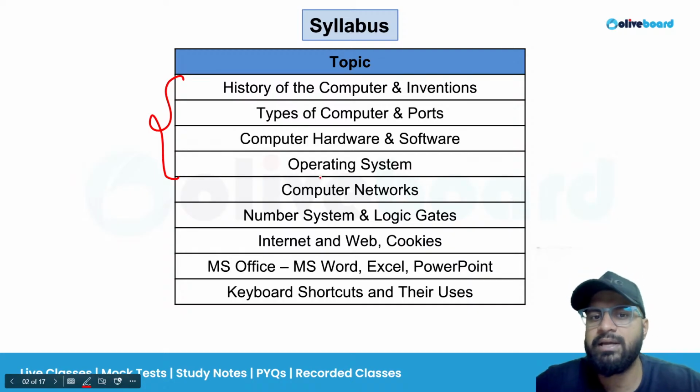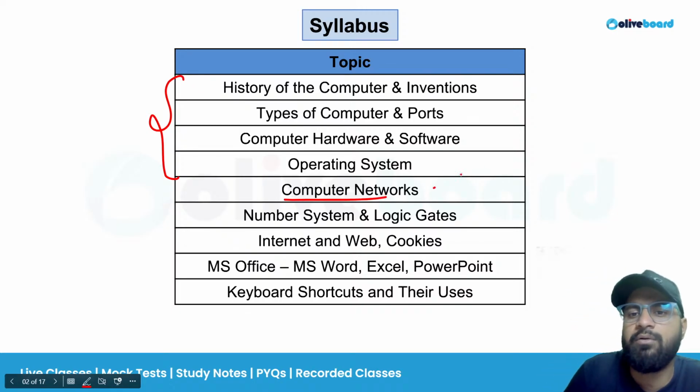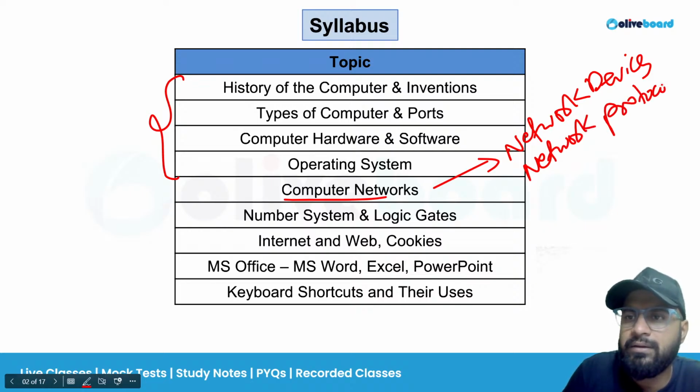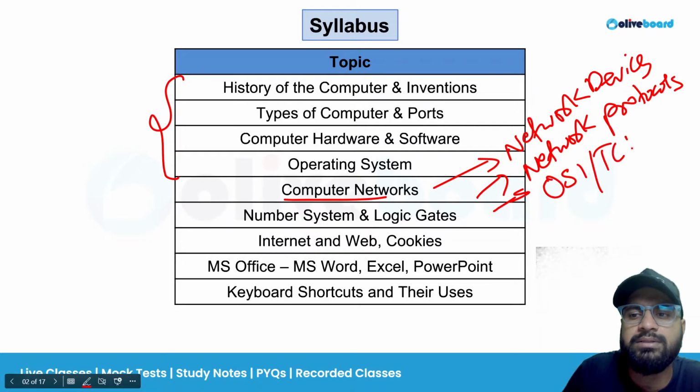Then we have computer networks. In computer networks you will have different types of network devices. Then network protocols will be there. Then we will have OSI models, the OSI and TCP/IP models. So all these things we will discuss in our computer networks chapter.